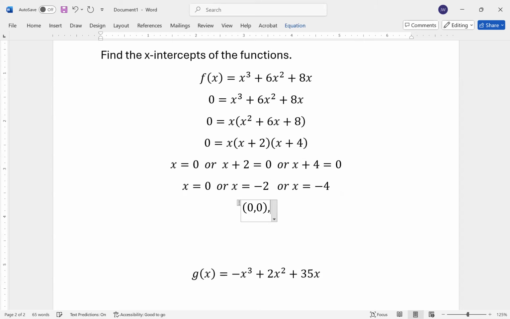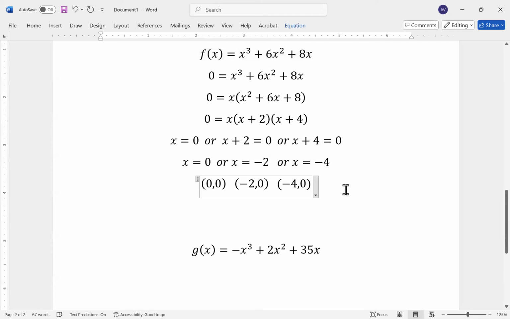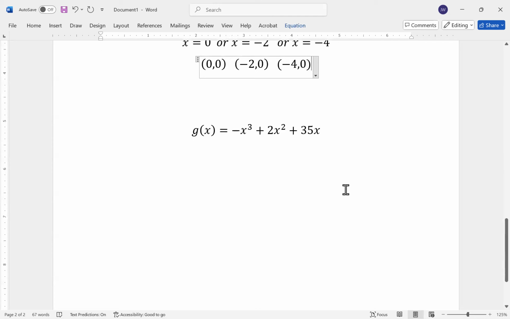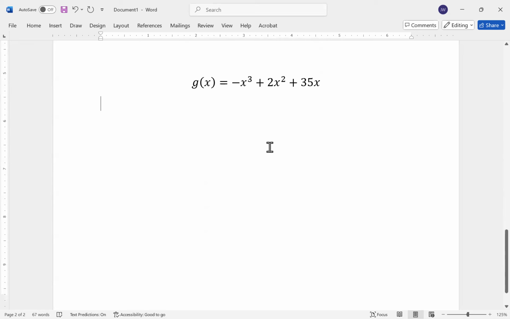(0, 0), (-2, 0), and (-4, 0). So those are the 3 x-intercepts of f of x. If you want to try to do that same thing with g of x on your own, you can push pause on the video. I will go ahead and find the x-intercepts of g of x right now.